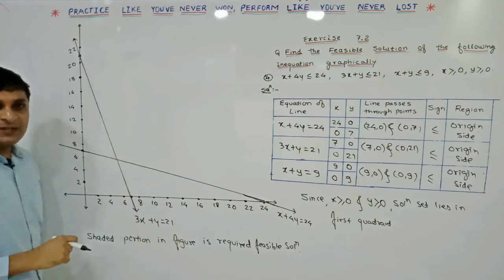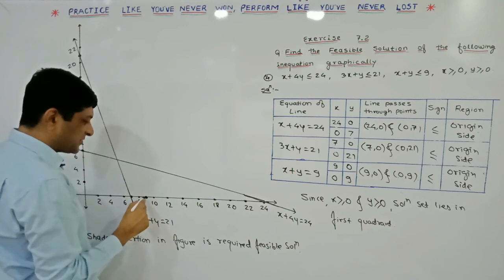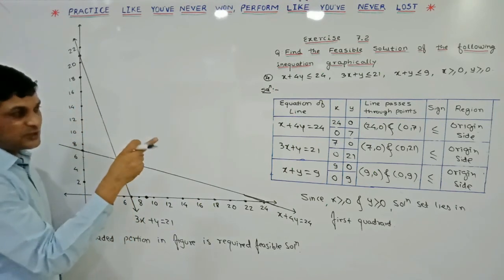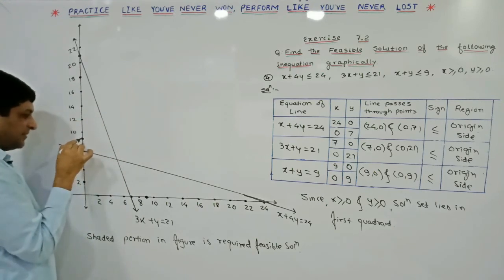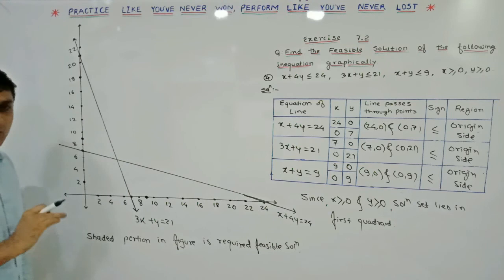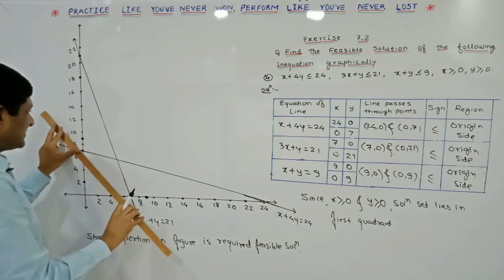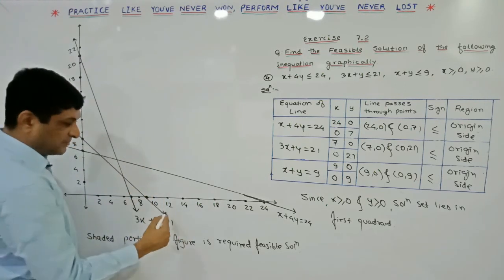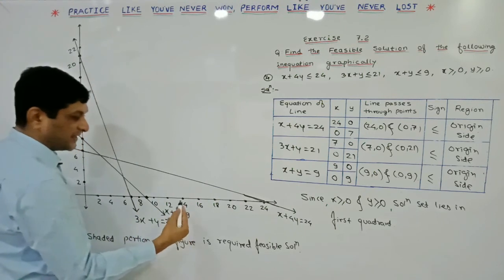Now for the third line, the coordinates of 2 points on this line are (9, 0). 9 will lie in between 8 and 10, and (0, 9). Here also find out the 9. 9 lies somewhere in between 8 and 10. So the coordinates of 2 points on the third line are also known. Draw a line passing through these 2 points. And what is the equation of this line? x + y = 9.